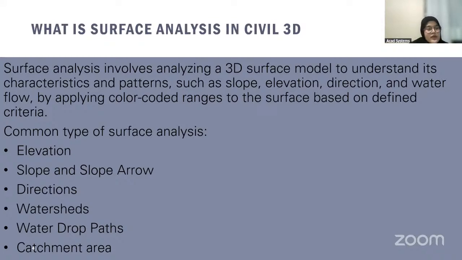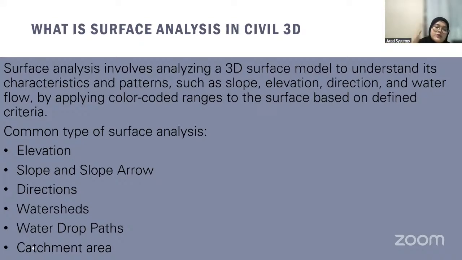Direction is to analyze the orientation of the surface to indicate which part of the surface faces which direction in Civil 3D. All right, and then we have watershed. Watershed is to trace the flow of water across the surface. The same goes for water drop path.